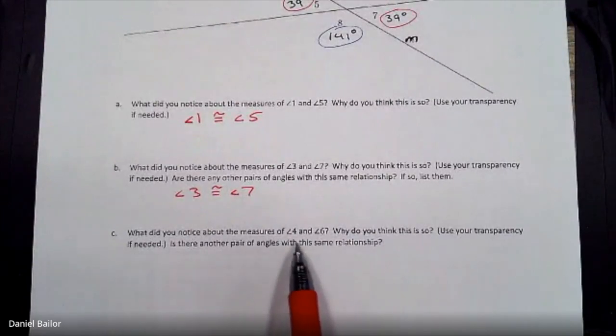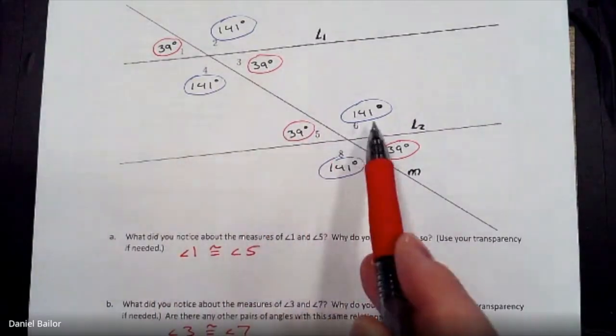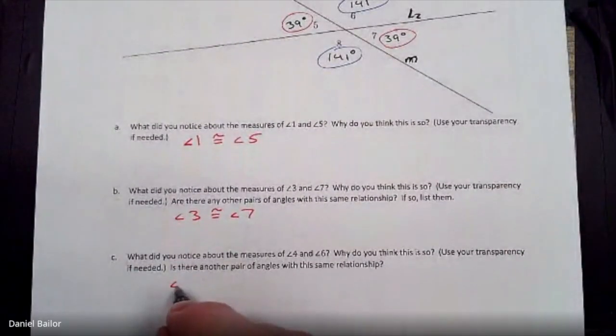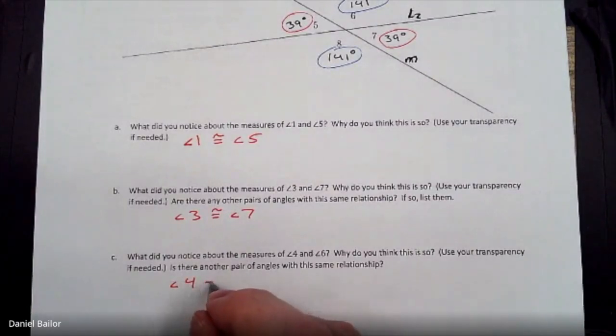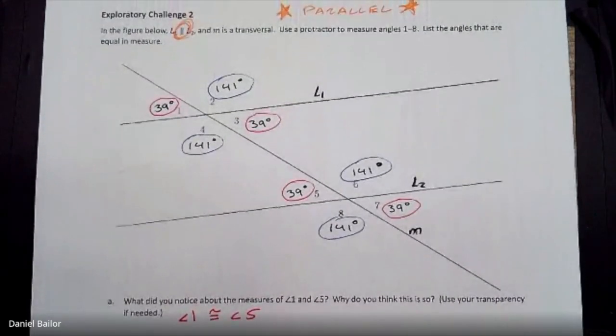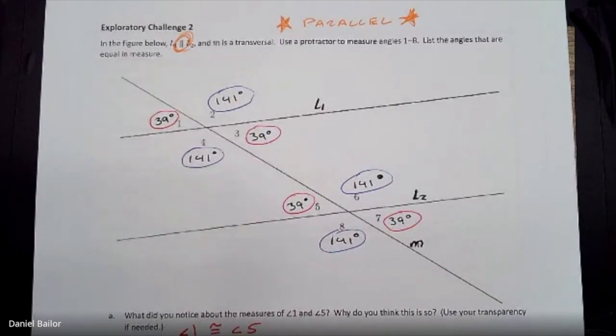C, what did you notice about angles 4 and 6? Well, angle 4 is 141. Angle 6 is 141. So angle 4 is congruent to angle 6. We have a lot of congruencies. I'm not going to call them coincidences. We have a lot of congruencies. So let me show you why with the transparency.